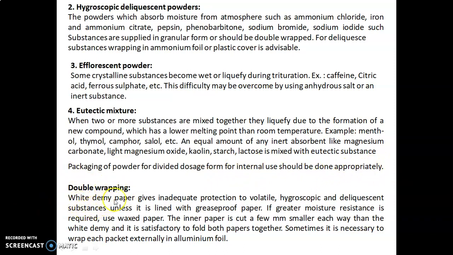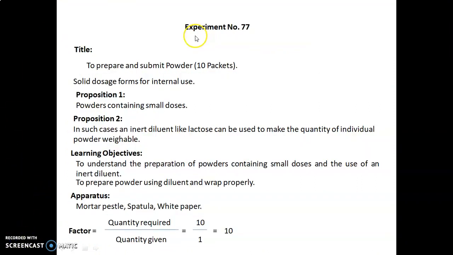Double wrapping. White demy paper gives inadequate protection to volatile, hygroscopic and deliquescent substances unless it is lined with grease-proof paper. If greater moisture resistance is required, use waxed paper. The inner paper is cut a little smaller each way than the white demy, and it is satisfactory to fold both the papers together. Sometimes it is necessary to wrap each packet externally in aluminium foil. So in the next session we will discuss the actual experiment.